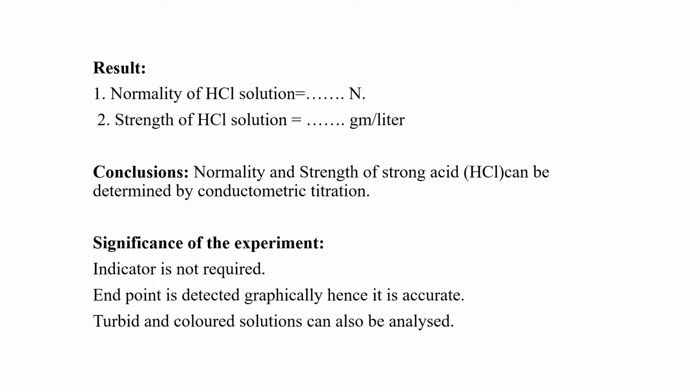Result: normality of HCl we have to mention in normal. Strength of HCl we have to mention the amount in grams per liter. The conclusion of this experiment is, we can determine accurately the normality and strength of strong acid HCl by this conductometric titration.